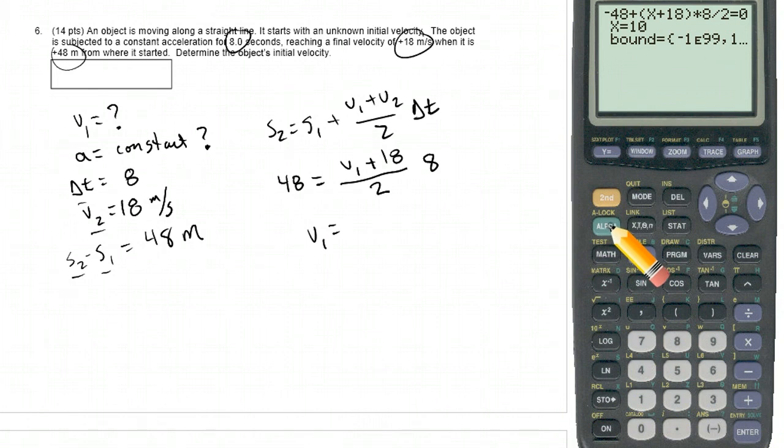Arbitrary starting guess. Alpha solve. X comes out to be a minus 6. This is a linear equation. I only have V1 right here. So more than I have one answer, I don't have to worry about multiple guesses here. So minus 6. It's a velocity. I'm working in meters and seconds. So minus 6 meters per second.